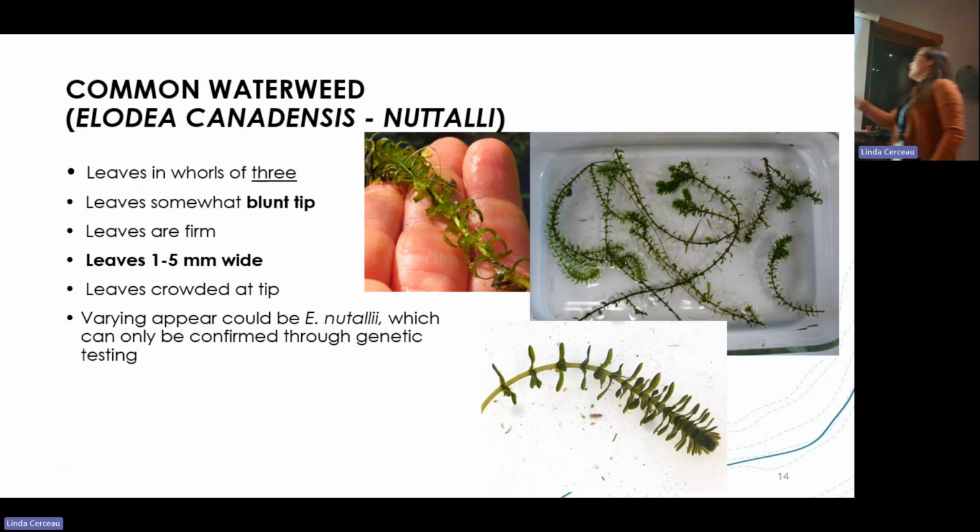They have somewhat of a blunt tips at the end here, and the leaves are mostly crowded at the tip here. This can have varying appearances because there is, of course, another species of common waterweed called Elodea nuttallii. According to botanists and geneticists, the only way to tell is by genetic testing. And of course, they can hybridize. So not something to be too concerned about, as nuttallii isn't considered invasive, but just something to know if the leaves look a little longer, something to consider.